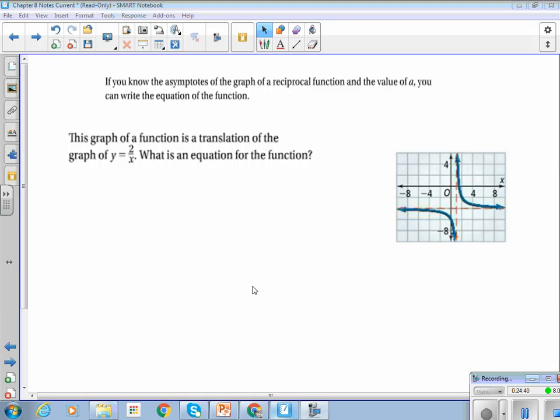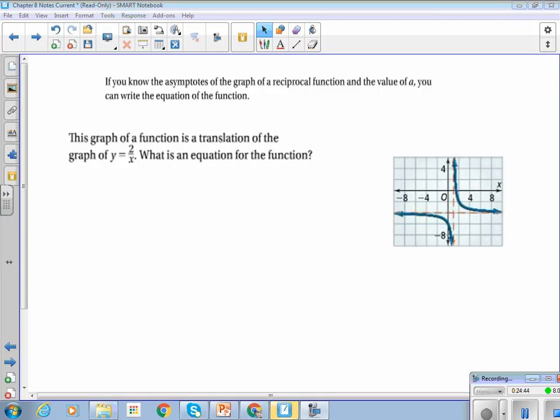So now we're going to work our way backwards. We're going to take the graph and write the equation. This graph of a function is a translation of the graph y equals 2 over x. So we're starting out with y equals 2 over x. We know A is equal to 2. Thankfully, they give that to us. We don't have to figure that out. What is the equation for the function?